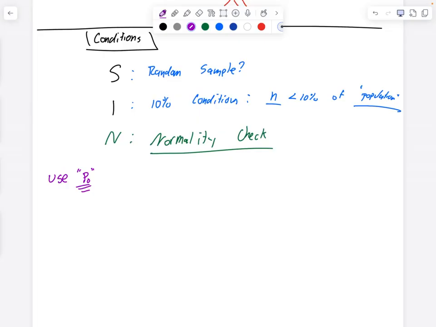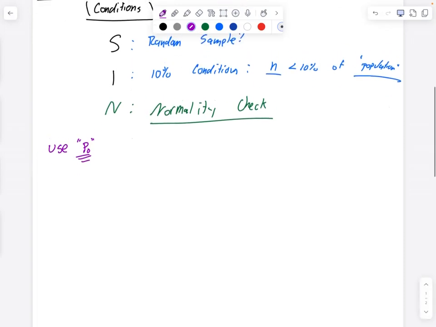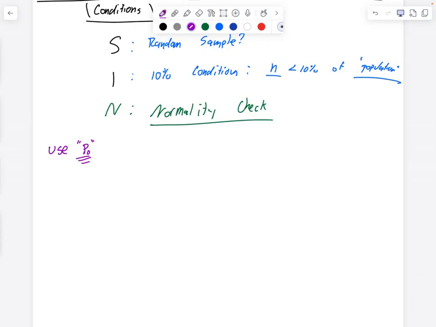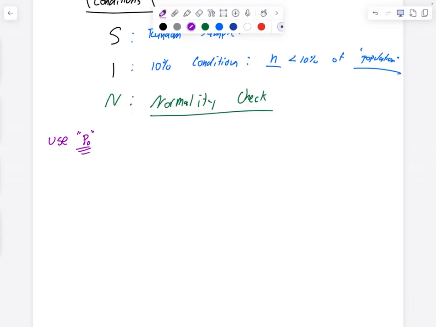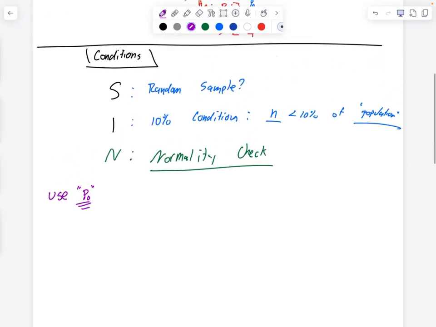So we're on N. So what's the formula? You can read it. What does it say? N times P0 has to be greater or equal to 10. And N times parentheses 1 minus P0 must be greater or equal to 10. Now remember, you gotta state greater or equal to 10.